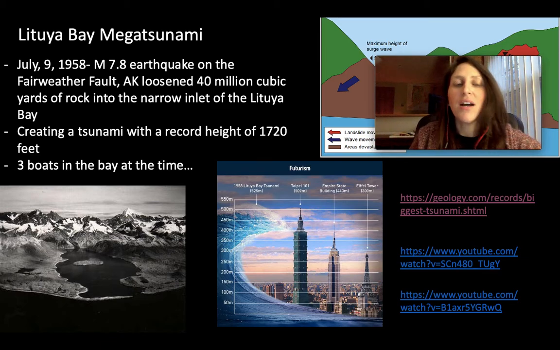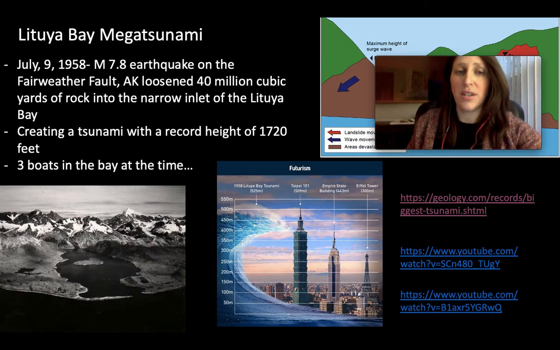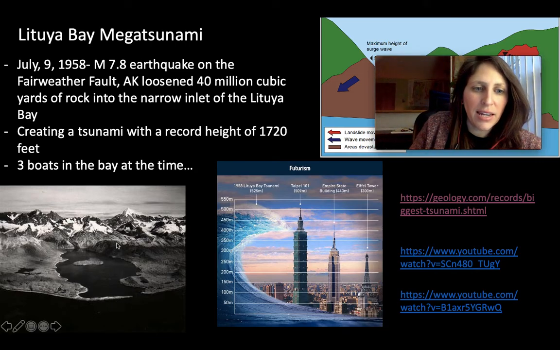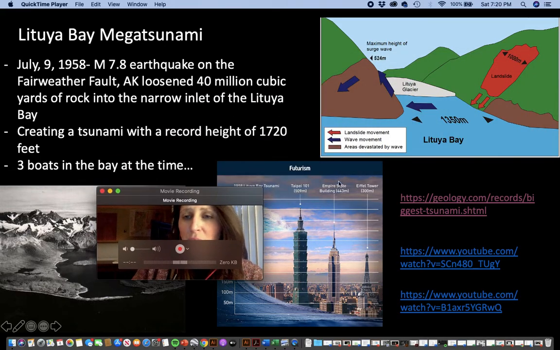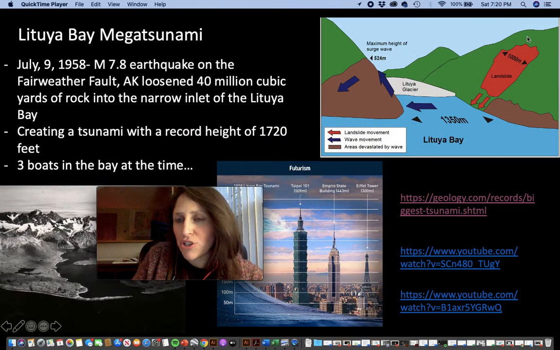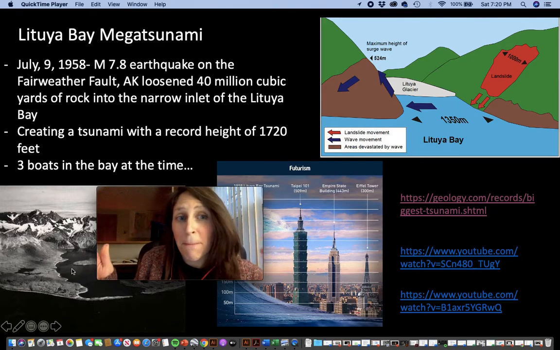because of an earthquake. A magnitude 7.8 earthquake on the Fairweather Fault in Alaska loosened 40 million cubic yards of rock into a narrow inlet. So here's the inlet in Alaska, and the fault is somewhere back here at the mouth of the inlet, and it dropped a bunch of rock into the bay. Here's a diagram showing that a landslide happened in this bay. It dropped a ton of rock into this little tiny narrow bay, producing a mega tsunami.